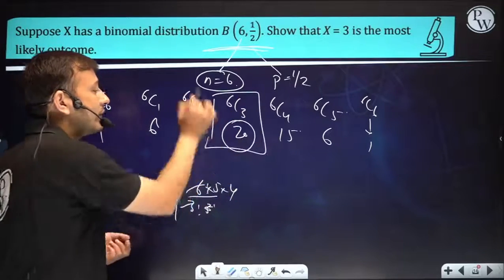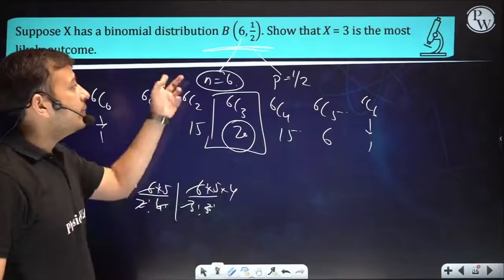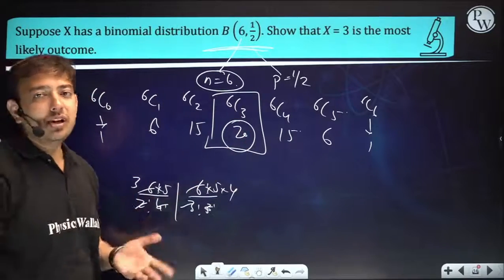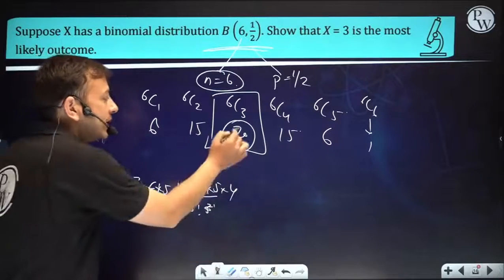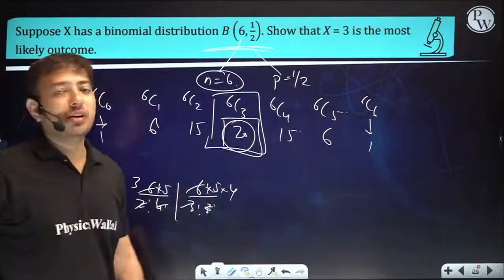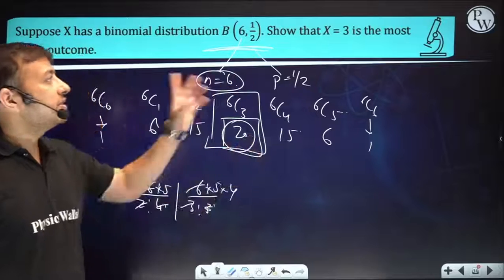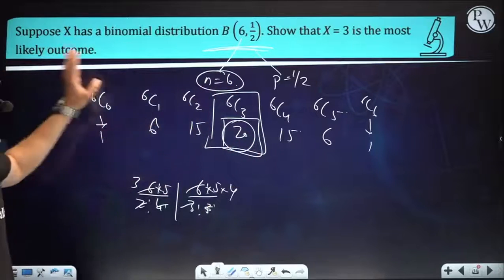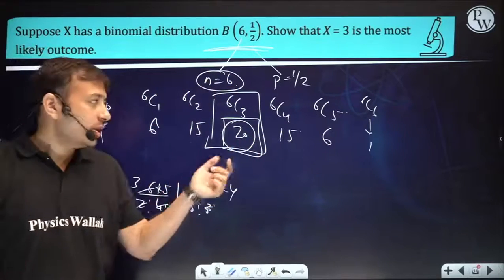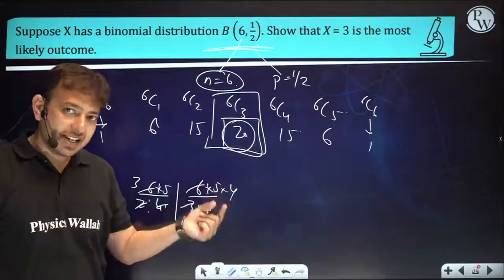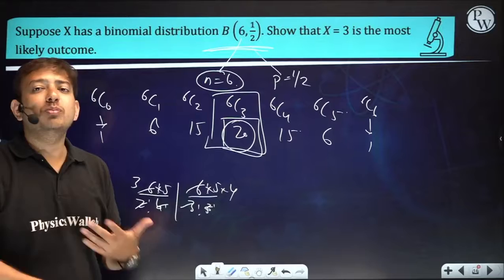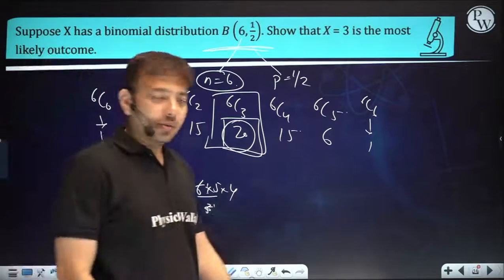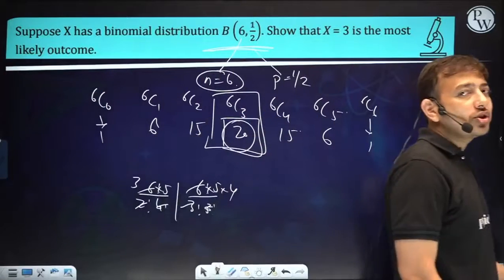6C3, right? Remaining, p is half and q is also half. So every time you will get 1 by 2 to the power 6 only. So the highest, the most likely outcome, will be 20, means x equals 3. X equals 3 is the most likely outcome. Means whosoever binomial coefficient is highest, that will become the most likely outcome. Okay, in this way this question is solved.